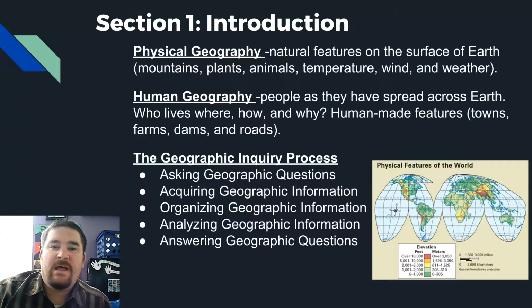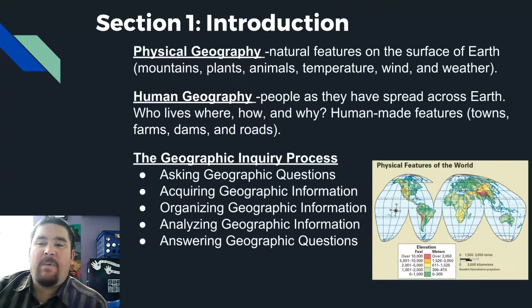Human geography is a little bit less scientific, but it also is very important. And it's the way people spread across the earth and interact with the earth and each other. So it's answering questions like who lives where, how, and why. Talk about human-made features like towns, farms, dams, and roads.